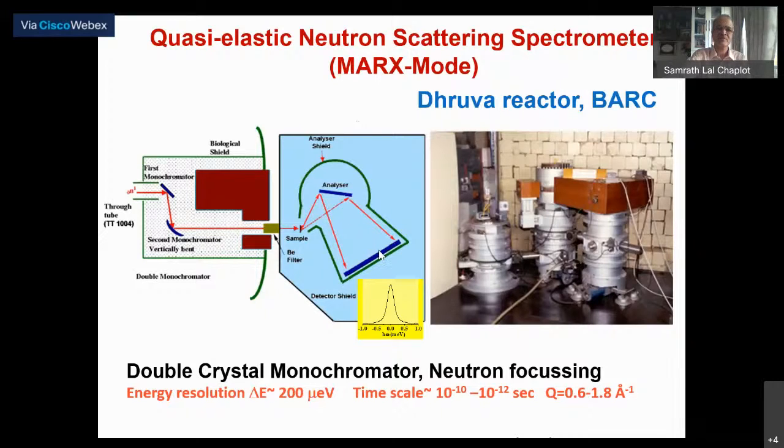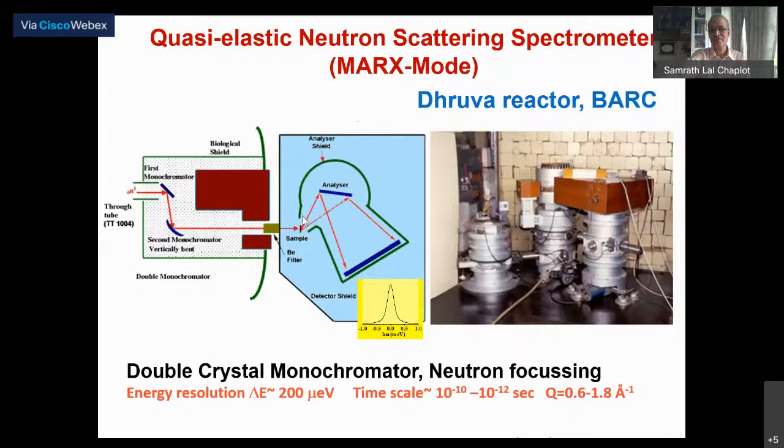of energies depending on where the neutron falls onto the detector. So without moving the analyzer for a fixed position, you can cover a range of neutron energies, and therefore a large spectrum as a function of energy is measured on the detector position. Of course, you move the analyzer to get a different scattering angle.